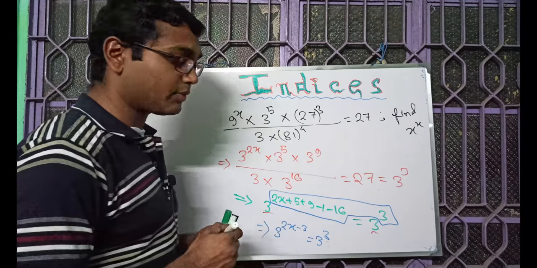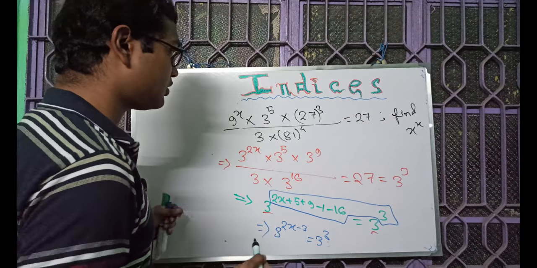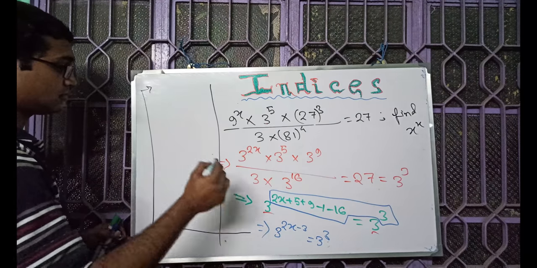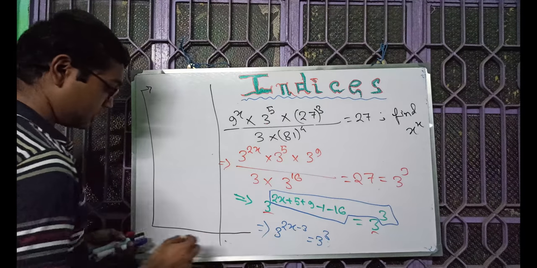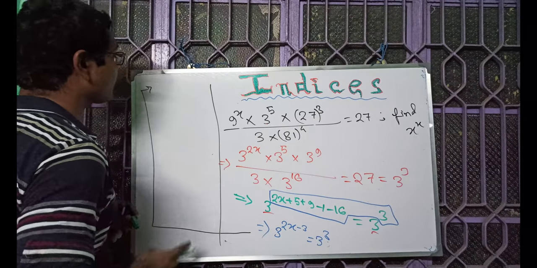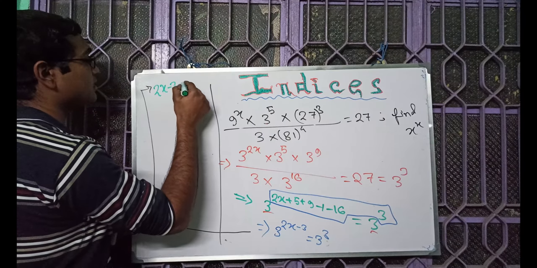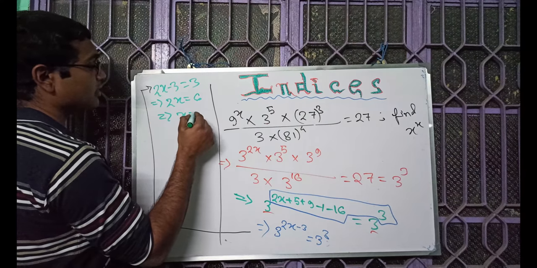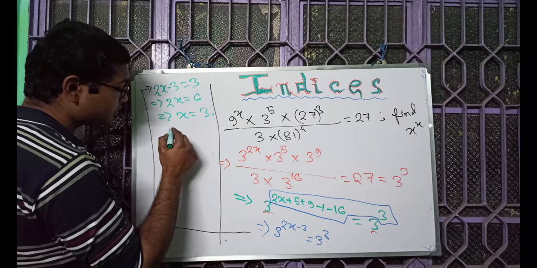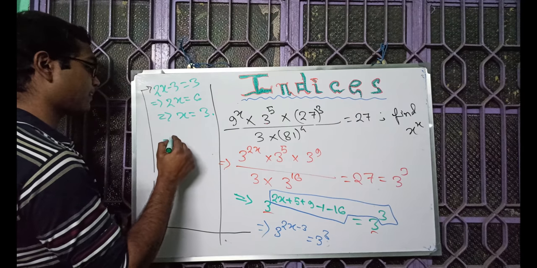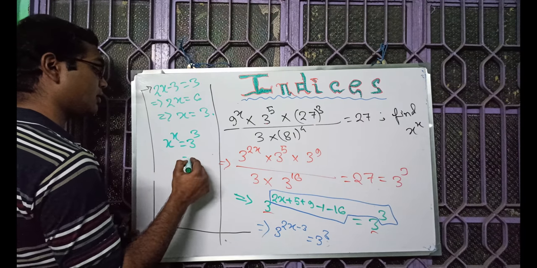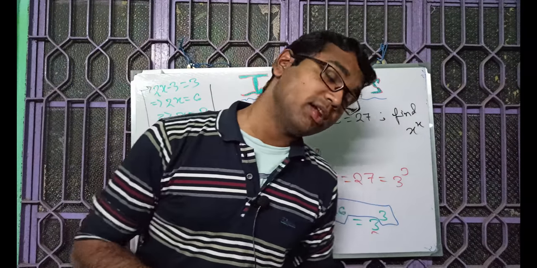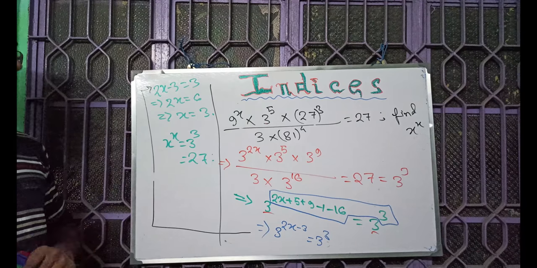So in return, what we shall get from here, I'm not rubbing it. This one will be equal to this one. So 2x minus 3 is equal to 3, and 2x equal to 6. So x equal to 3. Now I have to find x to the power x. It is 3 to the power 3. I hope you guys have understood it. Now you guys can take a screenshot also. Okay?